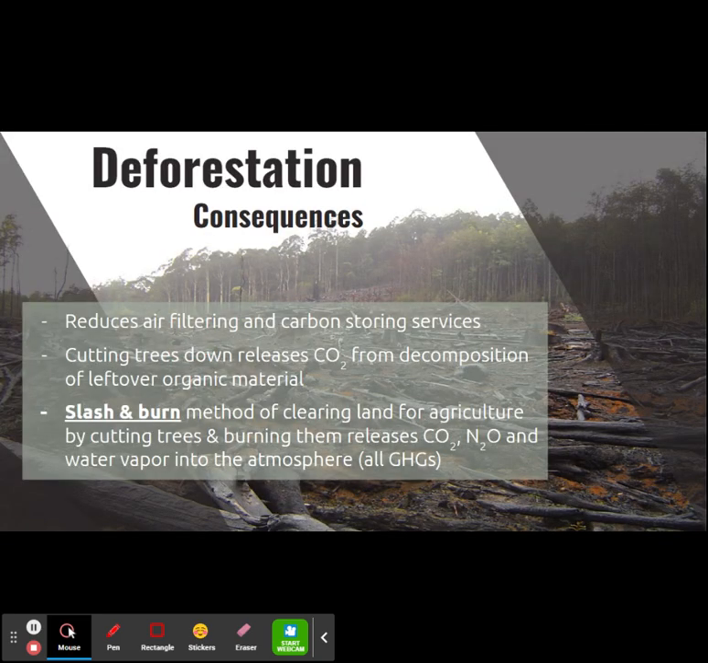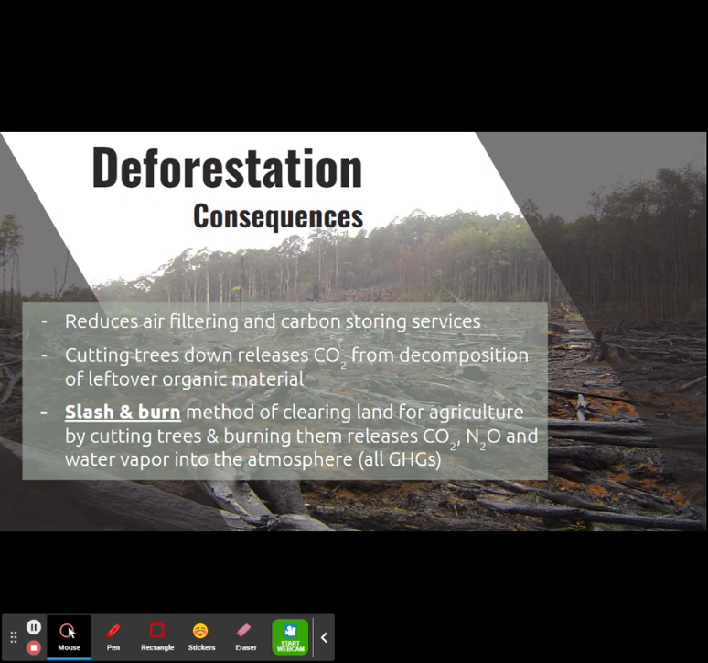Okay, so now what are some of these consequences of deforestation? Some long-term consequences of deforestation are the reduced ability of forests to filter air pollutants and CO2 from our atmosphere. Cutting them down, especially clear cutting them, also releases CO2 back into the atmosphere as the leftover tree scraps are decomposed. A method of agriculture called slash and burn, which is exactly what it sounds like, also releases the CO2 stored by trees.